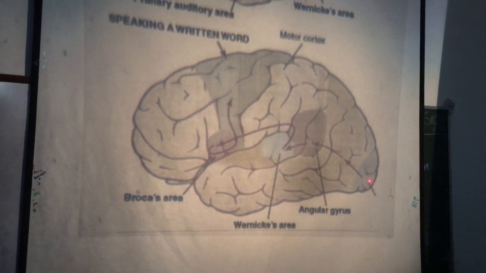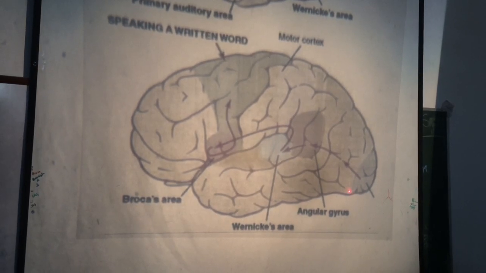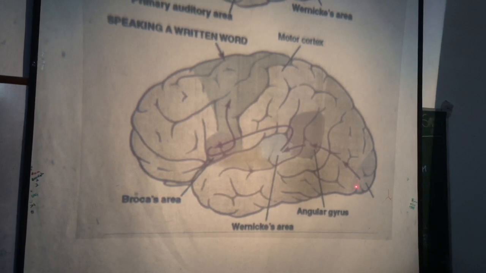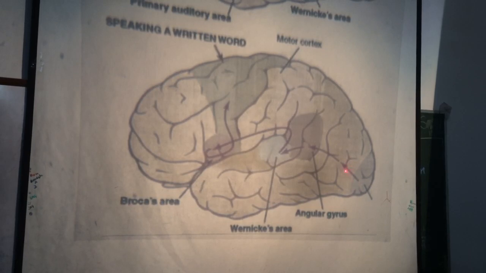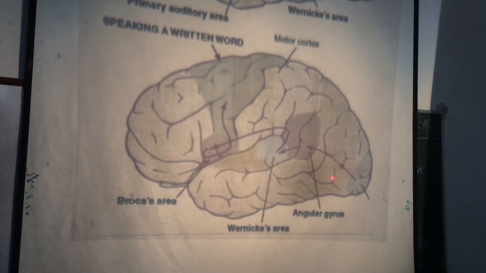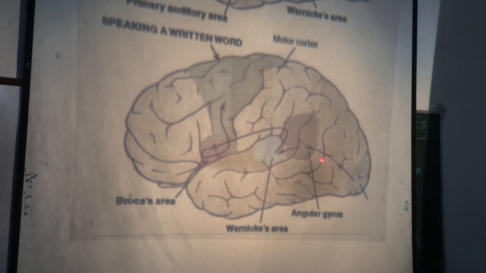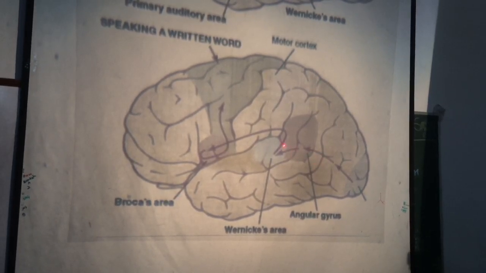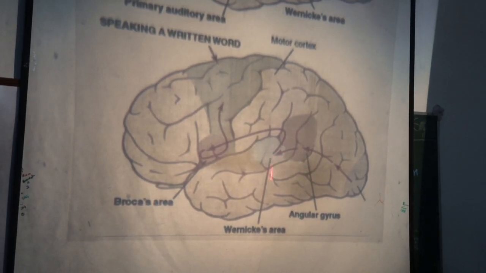are received in the primary visual cortex, area 17. Then signals go to the secondary visual area, areas 18 and 19. Then into the angular gyrus, area 39, and then into the Wernicke's area.